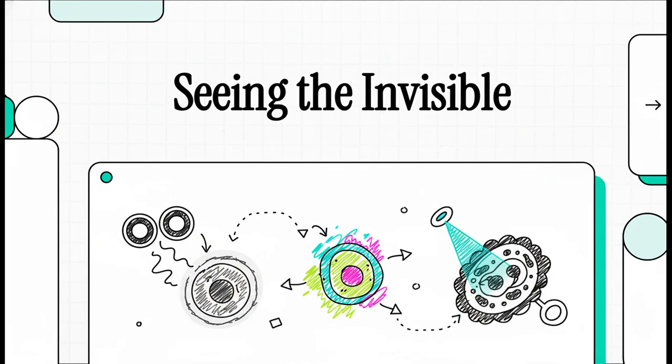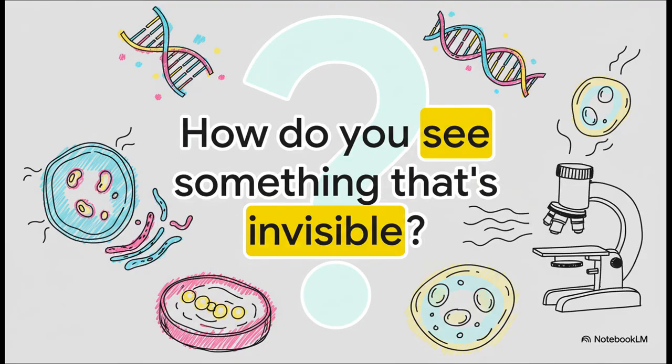All right, let's dive right in. Today, we're going to go on a pretty amazing journey, a journey inside the microscope. We're going to explore the super clever ways scientists have figured out how to see things that are basically invisible. I'm talking about the transparent, complex machinery that keeps a single living cell ticking. It kind of sounds like a riddle, doesn't it? How do you see something that's invisible?